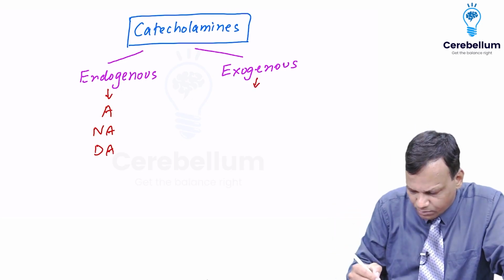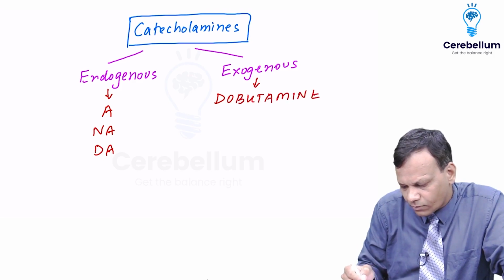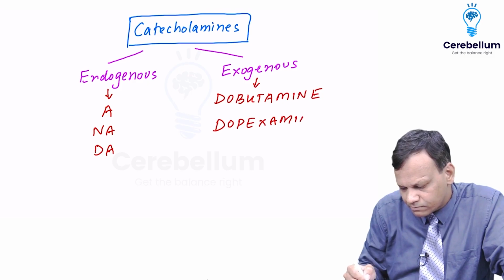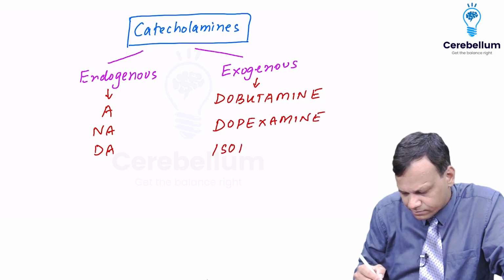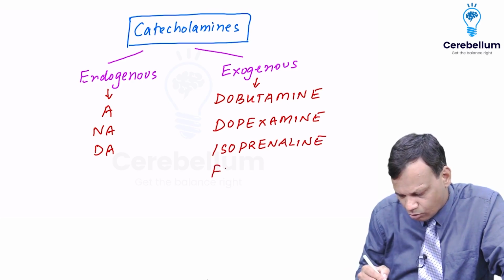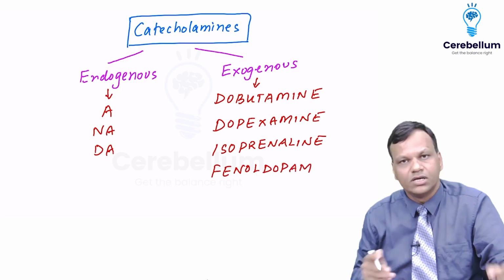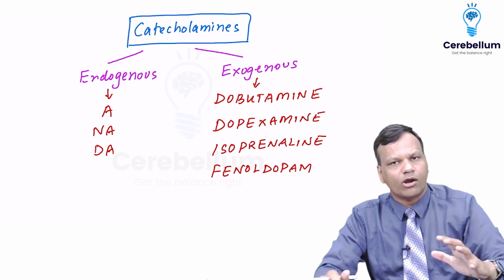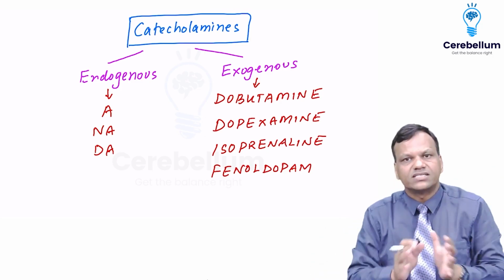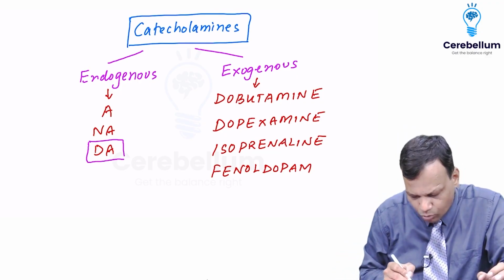Now, exogenous catecholamines include dobutamine, dopexamine, and isoprenaline. And one more drug you can add is fenoldopam. So all these are exogenous catecholamines. So remember, all of these drugs are injectable. They cannot be given orally because they are broken down by COMT in the body. Okay. So now we will discuss these drugs one by one. So starting with dopamine. First we'll discuss dopamine.